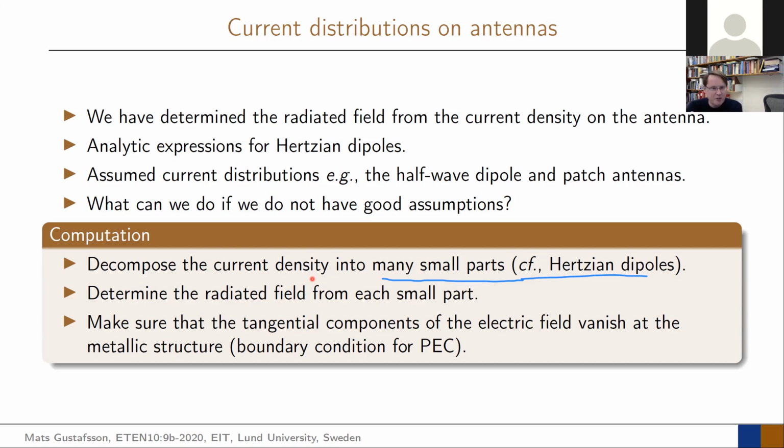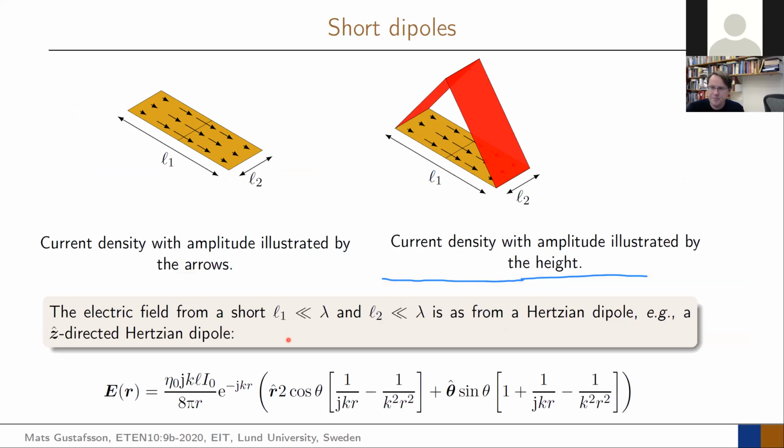Each mesh cell, you could think about as one Hertzian dipole. In reality, it actually sits one on each edge, but it's not really a Hertzian dipole. You actually simulate more accurately than that. And then you can determine the radiated field from each small part. And you get an equation by adding up that the electric field is 0 on the structure. That gives you one equation, because you know that the tangential component of the electric field has to vanish on the metallic structure. That is the boundary condition for a perfect electric conductor. And that is the boundary condition that lets us determine the current.